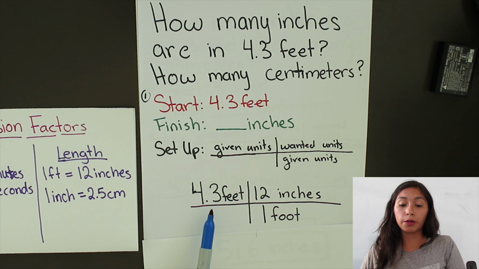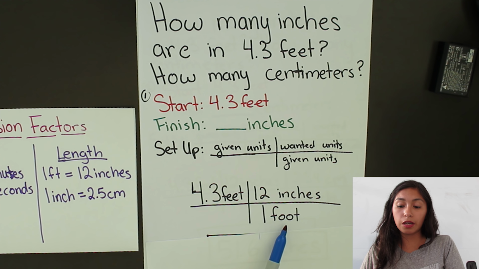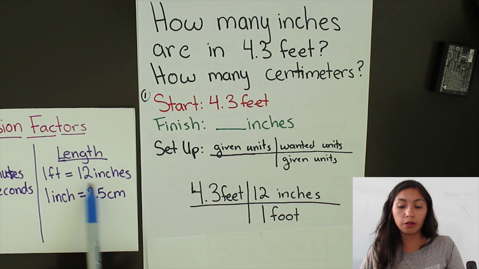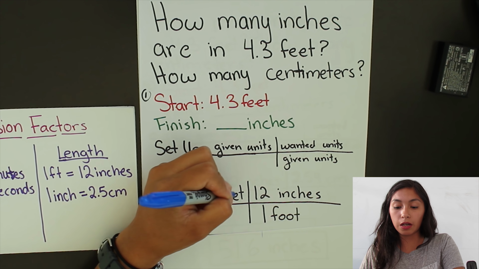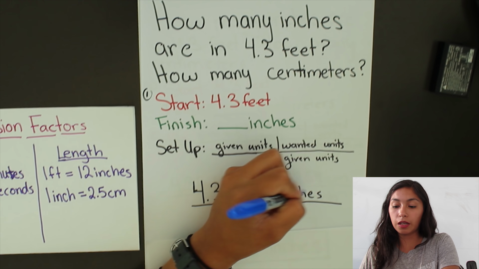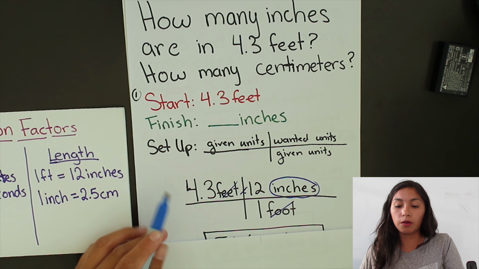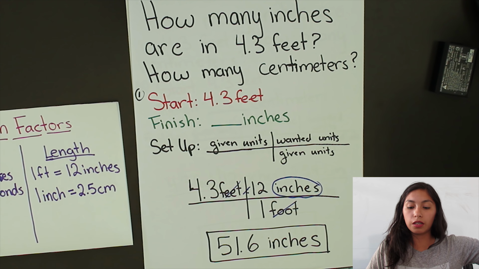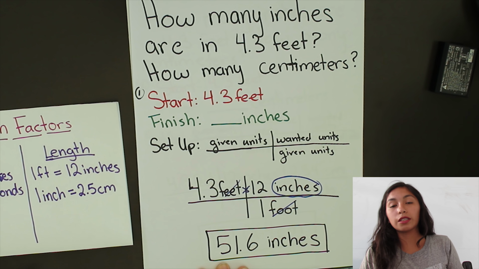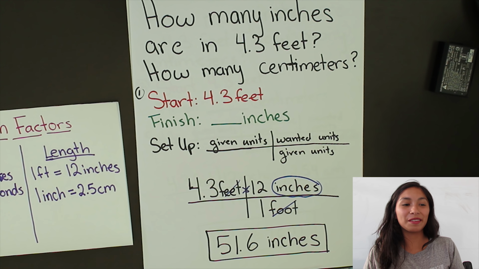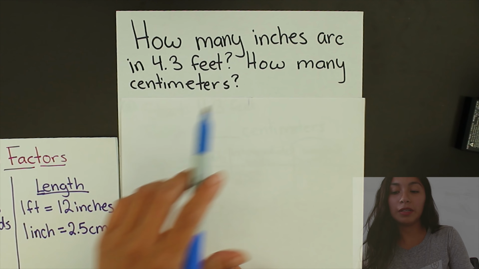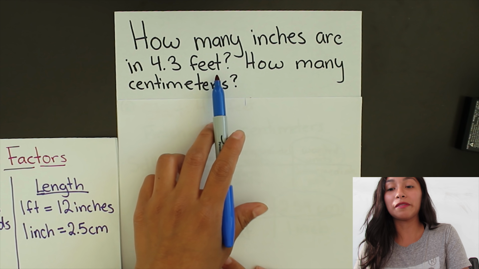We start with 4.3 feet. We bring our units down and we know that in 1 foot there are 12 inches. We cross out our units. We stay with inches and we multiply. 4.3 times 12 is 51.6 inches. And that's pretty much it. How many inches are in 4.3 feet? We have done that already.